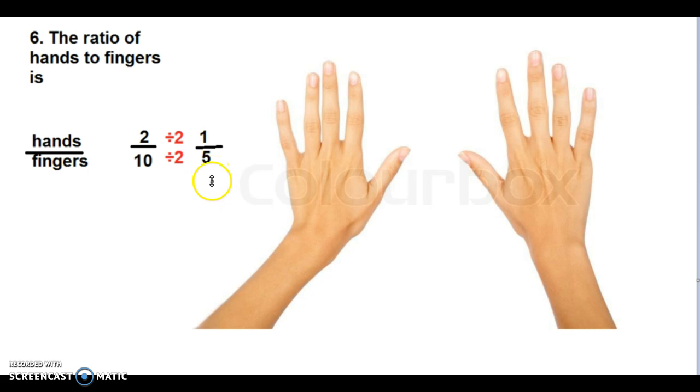So which letter is that? That would be, I'll let you guys figure it out. No, I won't. It's C. All right, that's question 6.